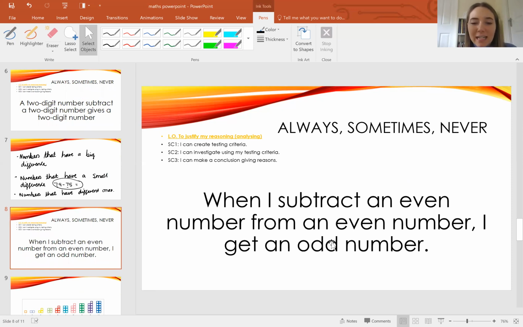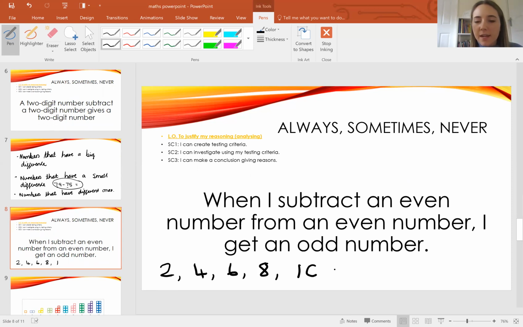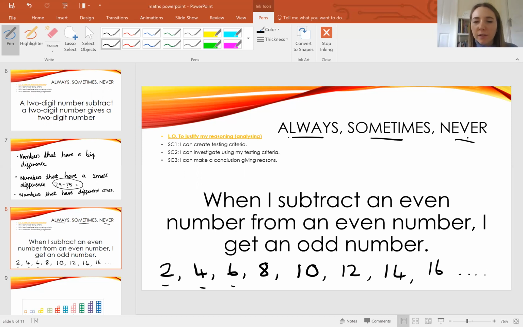Okay, let's go on to this one. When I subtract an even number from an even number, I get an odd number. Let's have a think about that. Let's try and remember what our even numbers are. We've got 2, 4, 6, 8, and 10. And then anything else that has these numbers as their ones digit. So 12, 14, 16, etc. Okay, I'd like you to pause the video now and I want you to come up with your testing criteria. What are you going to test to prove whether that is always, sometimes, or never true? Off you go.